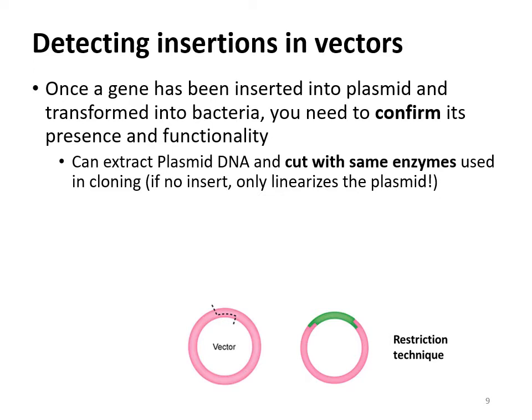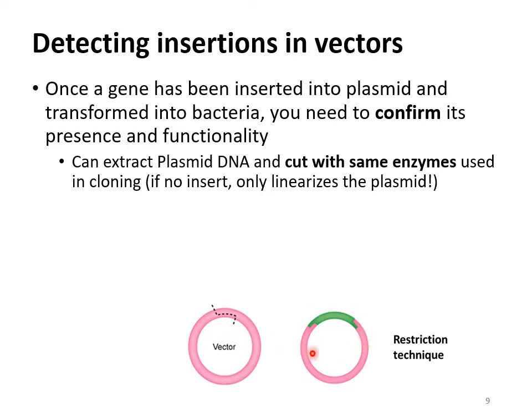One thing that you can do is isolate the plasmid DNA from the bacteria and cut it with the same enzymes that you used in cloning. Think about it. If you look at this picture on the bottom of the slide, if that plasmid only religated to itself, then when you cut it with that enzyme, it'll only cut once, and you'll see one linear strip of DNA.